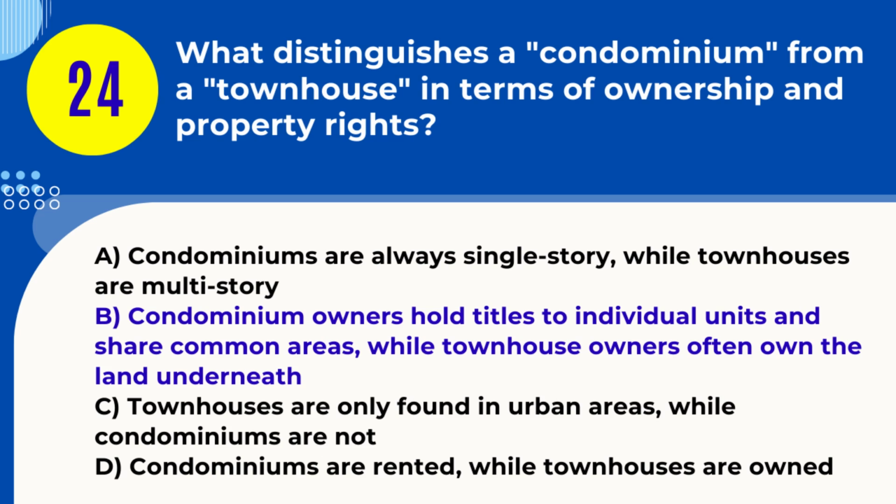Answer. B. Condominium owners hold titles to individual units and share common areas, while townhouse owners often own the land underneath. Explanation. The key difference lies in ownership. Condominium owners own their individual units and a share of common areas, while townhouse owners typically own their unit and the land directly beneath it.